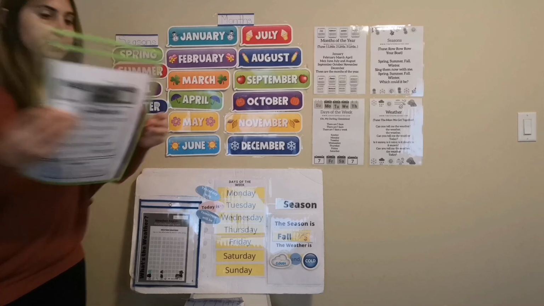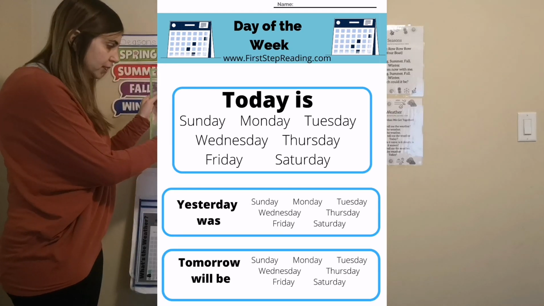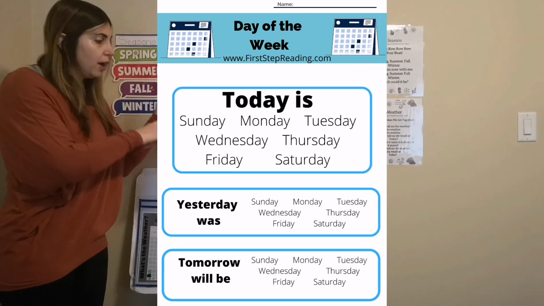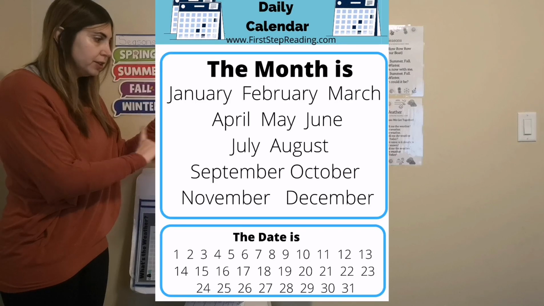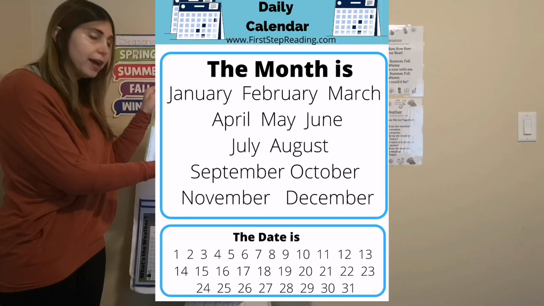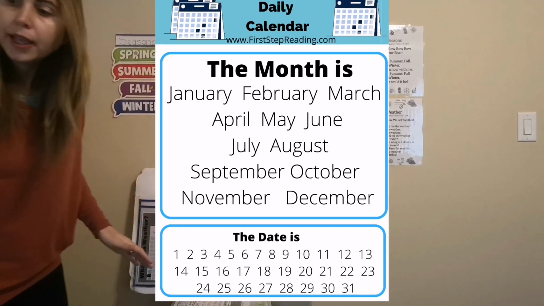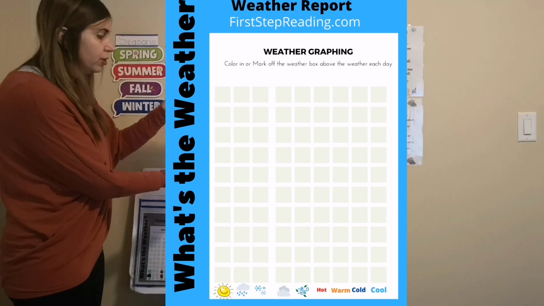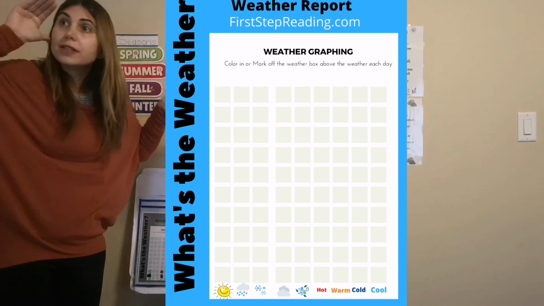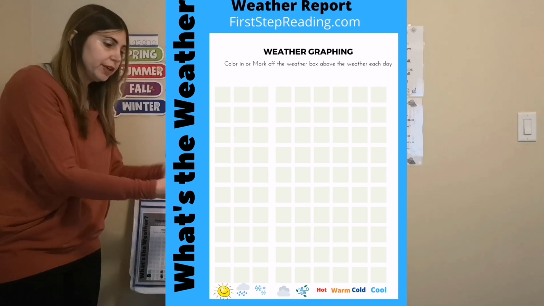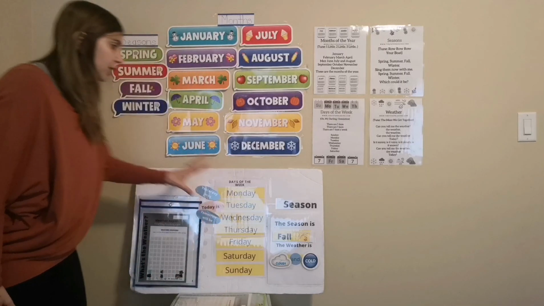So for calendar, you can do the day of the week that you're watching this video. What day is it today? What day was it yesterday? And what day will it be tomorrow? You can also do the daily calendar, what month you are watching this video and what day it is that you're watching this video. So you could do that with an adult. And you can graph your weather, what the weather is where you live, what you can see, and the temperature that you could feel. You could graph it for the month. So those are the worksheets for a calendar.